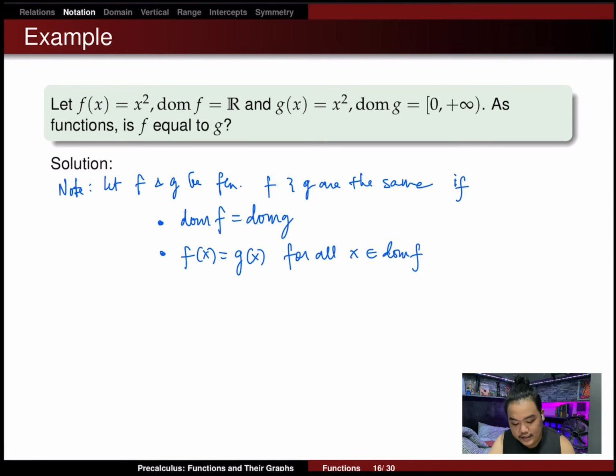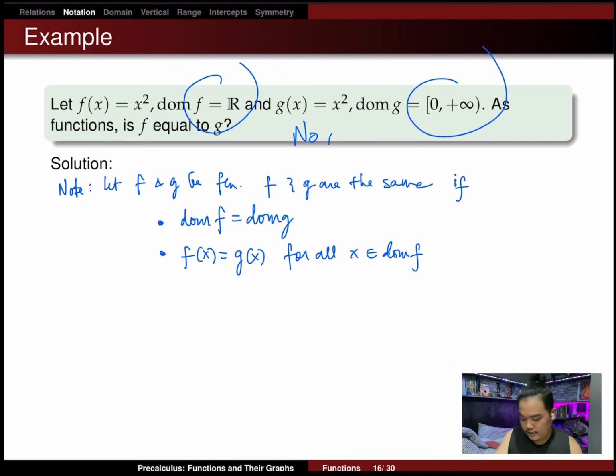Nasatisfy niya yung second bullet. Pareha sila ng ginagawa. Ang tanong, pareha ba sila ng domain? Ang domain ng una real numbers, domain ng pangalawa is 0 to infinity. Those two sets are not the same. Therefore, f and g are not the same function. So the answer for that question is no. Binigay ko yung definition na yan kasi in-skip ko.